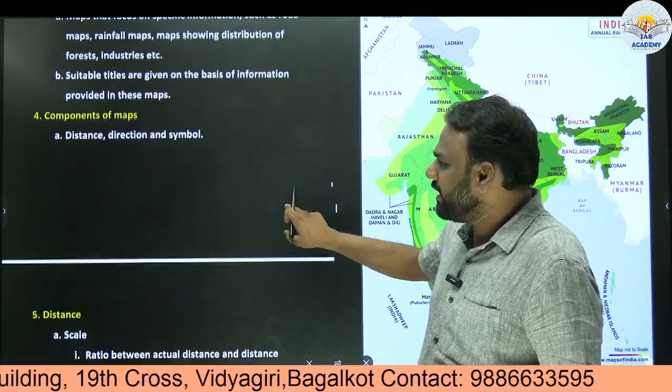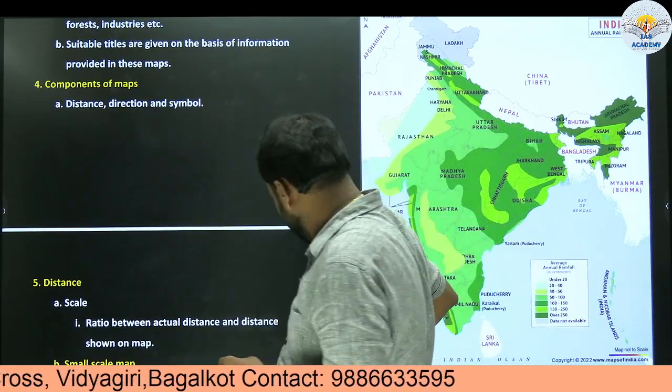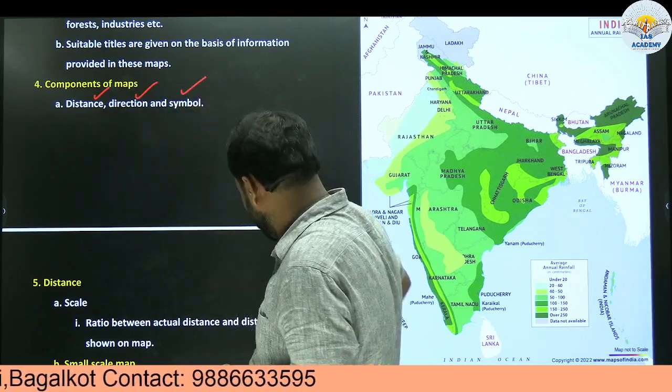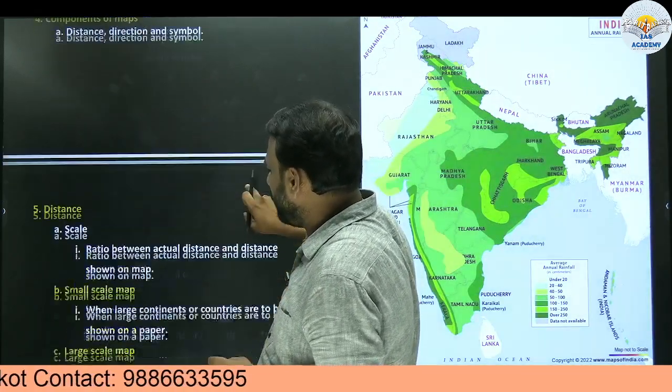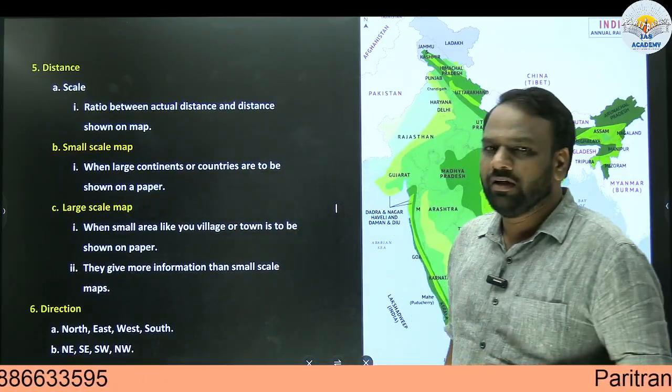Next, generally when we say map, a map consists of three important components. One is distance, next is direction and symbol. When it is distance, then we need a scale. Why do we require a scale?